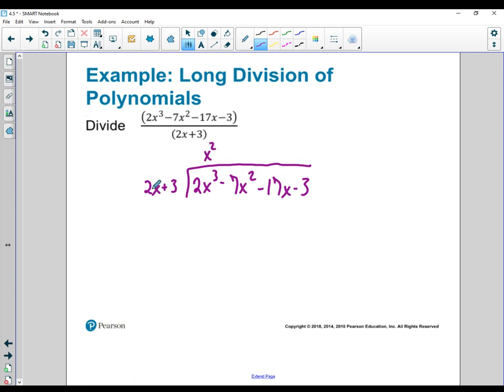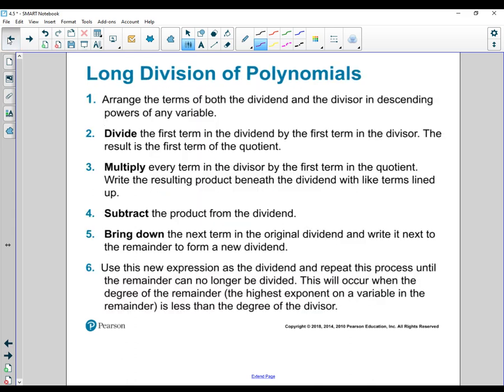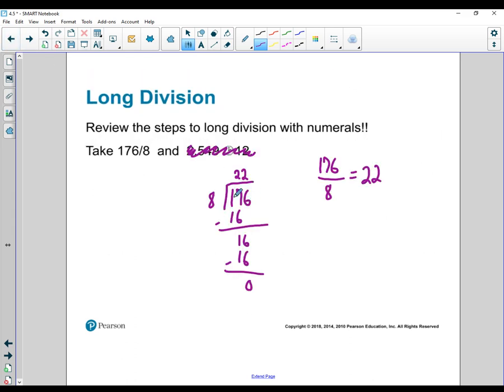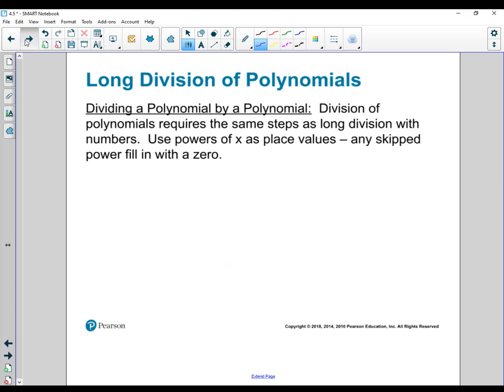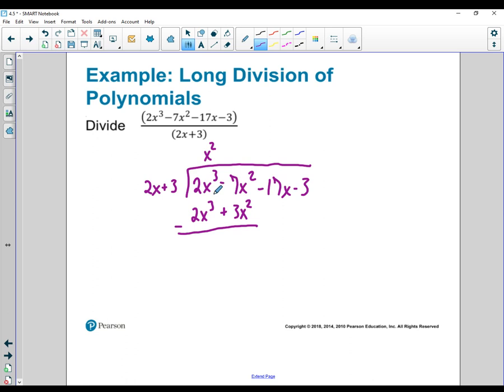Because if I do x squared times 2x plus 3, x squared times 2x gets me that 2x cubed. But then I also have to do that x squared times that 3, which is going to be plus 3x squared. And then we have to subtract this, just like we did with this one. We said 2 eighths is 16, so take that away, right? That's exactly what we're doing here, except now we just have variables. So we have to multiply that x squared by the 2x, which gets us the 2x cubed, and by the 3, which gets us 3x squared. And then we need to subtract that.